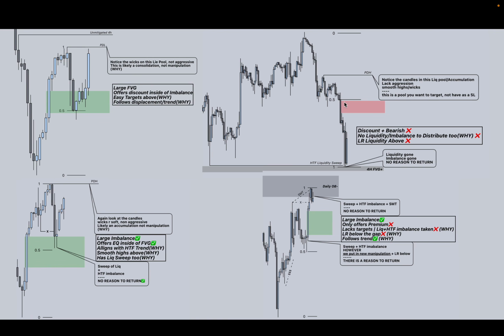And then on top of that, this fair value gap is in a discount. It's bearish, and above it, look at all these highs. Look at those highs. That's just smooth wicks. Like this is accumulation. Look at this over here. Notice how we leave smooth lows here, kind of smooth over here. The same thing for this liquidity pool. So that's a strong reason to go higher, with a very strong reason not to go lower. So that's a bad fair value gap.